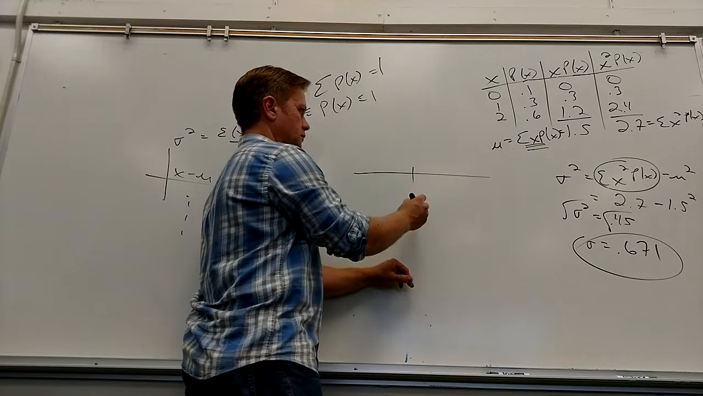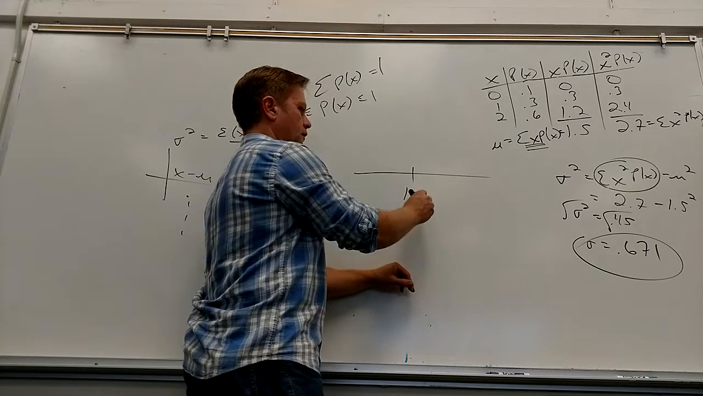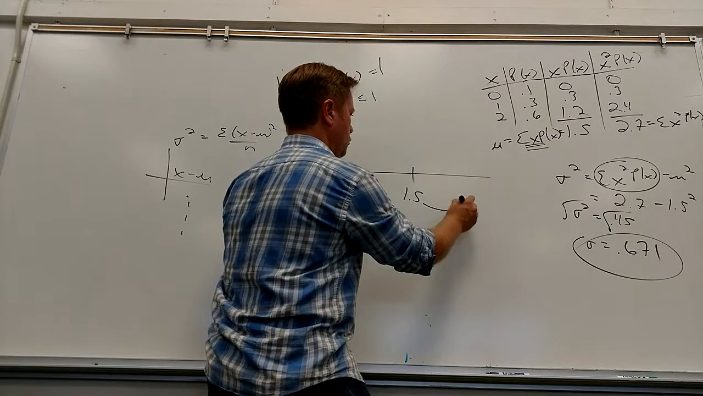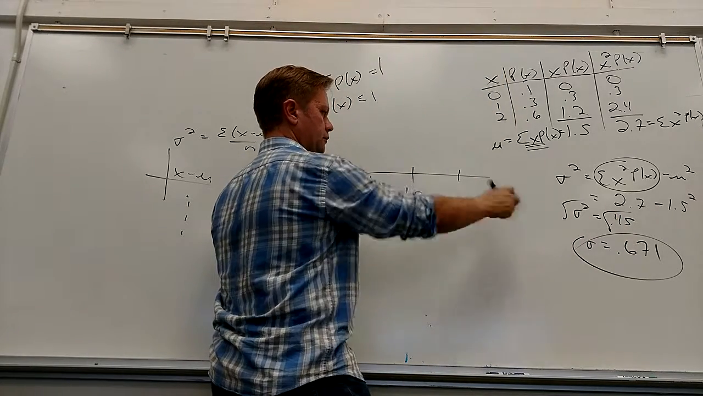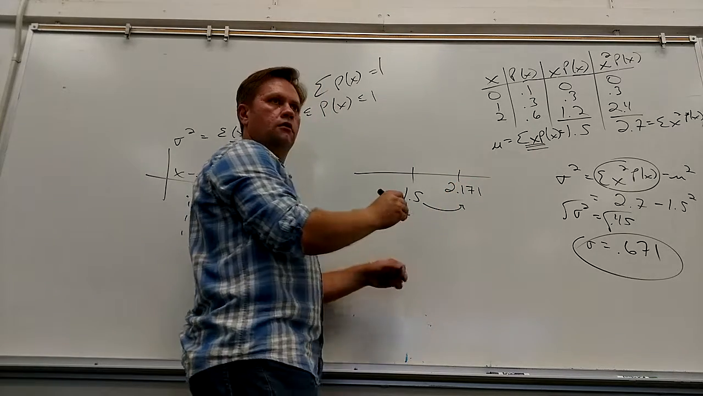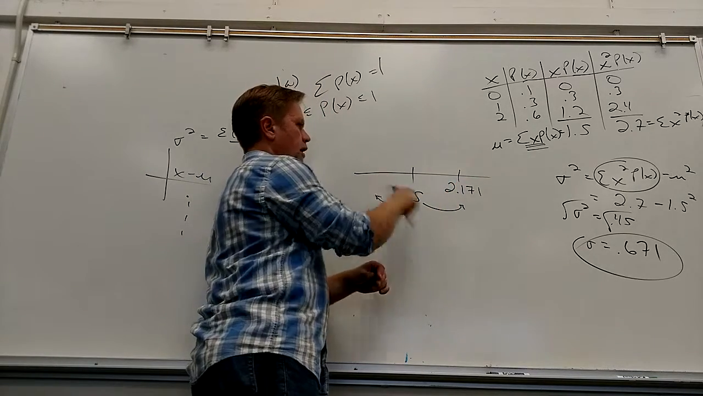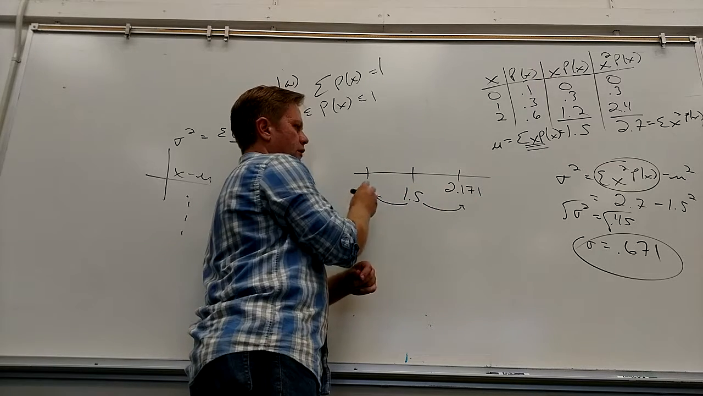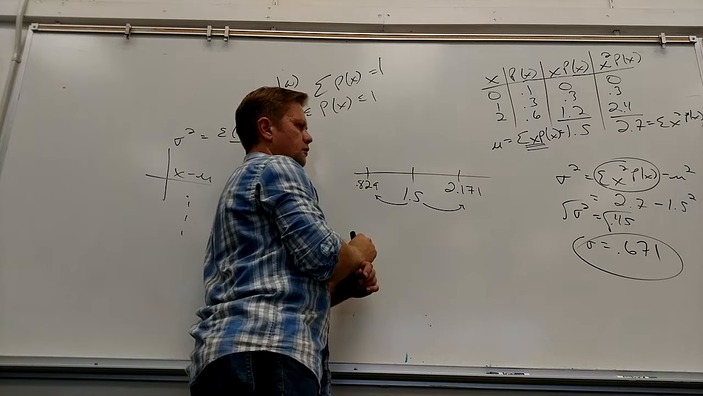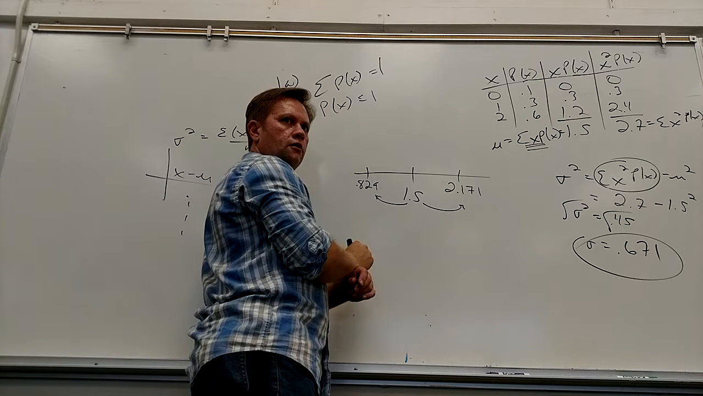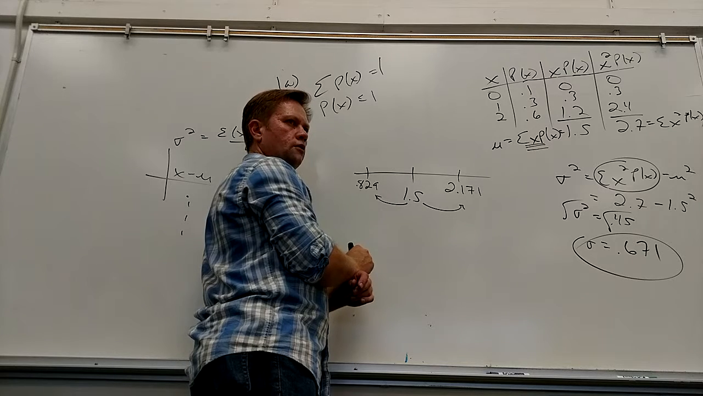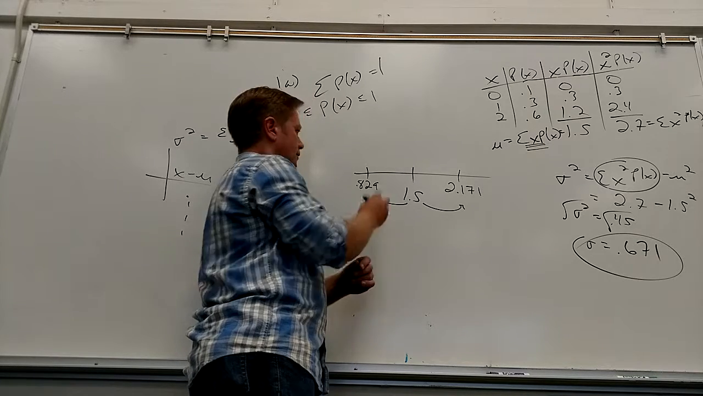Well, what was the mean? 1.5. And it does say one standard deviation, right? So if I add one standard deviation, where do I end up? 2.17. Beautiful. And if I subtract one, I'll end up at 0.829.